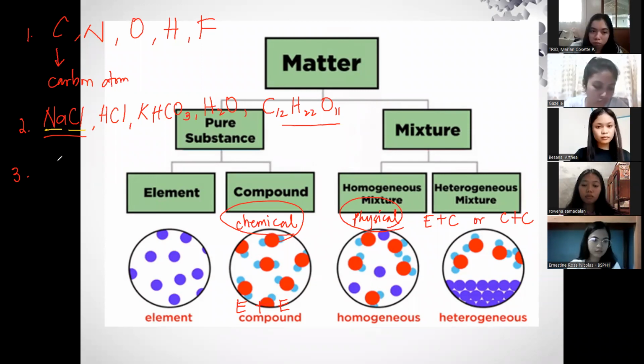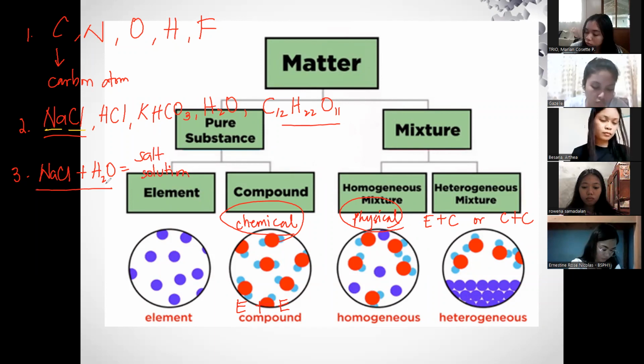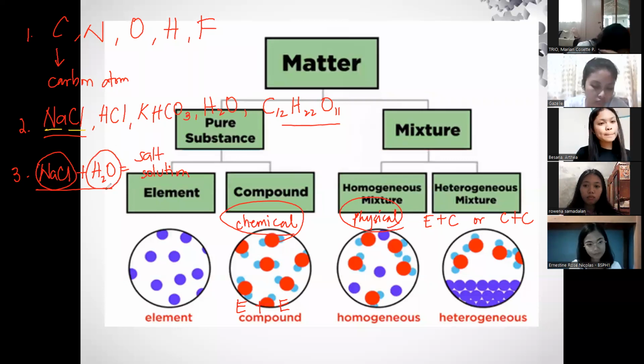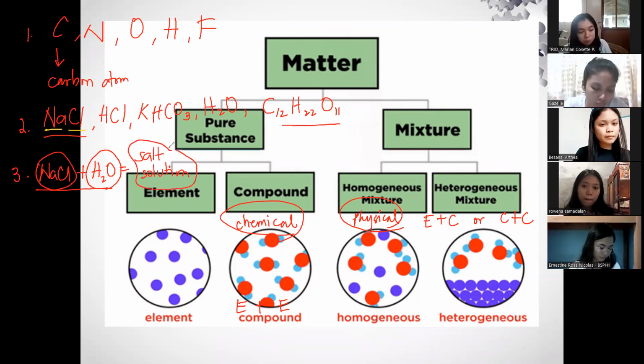I'll give you an example of a mixture. If sodium chloride, the salt, is dissolved in water, we call that a salt solution. This is an example of the mixture class. Remember, this one is a compound, this is another compound, and they are only physically combined with each other. We call it a salt solution, and it is a mixture.